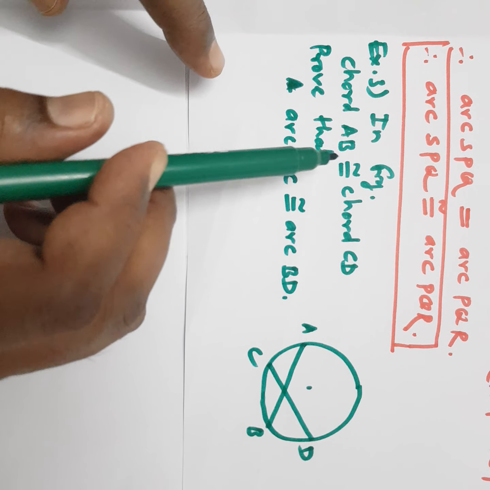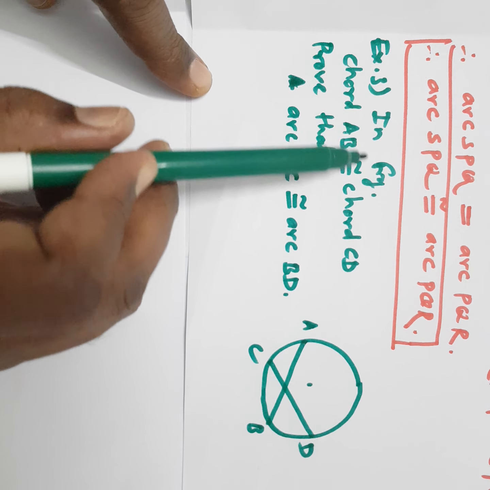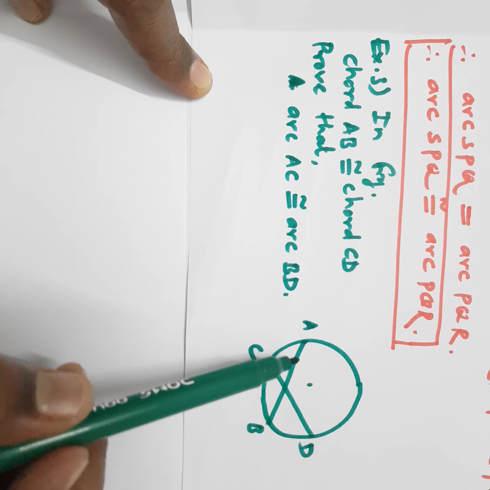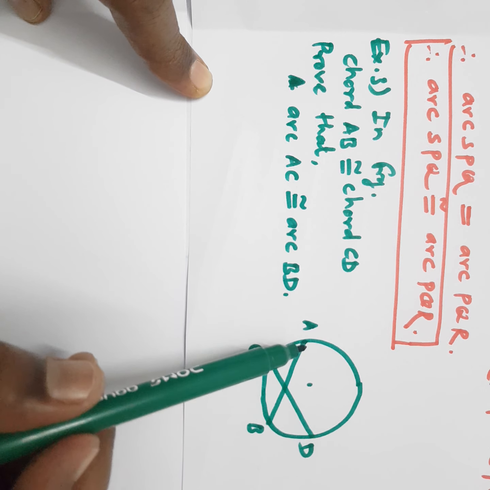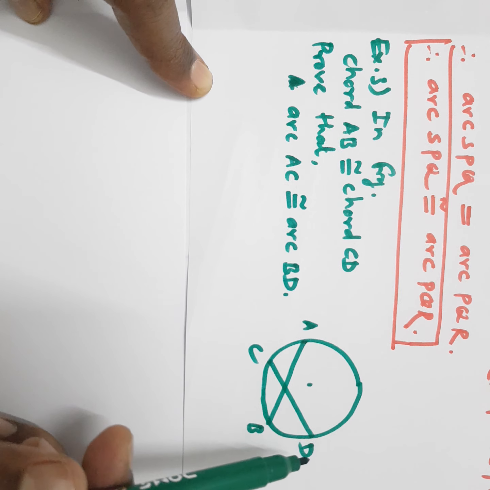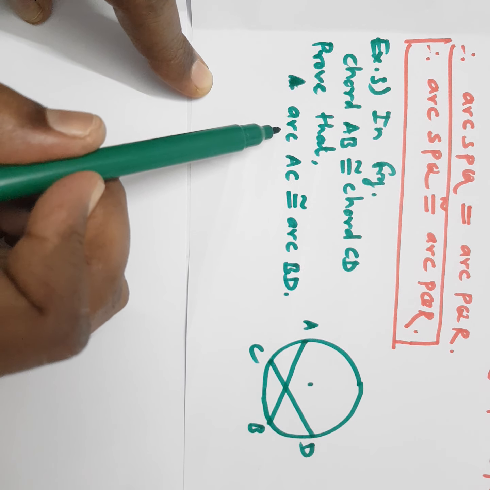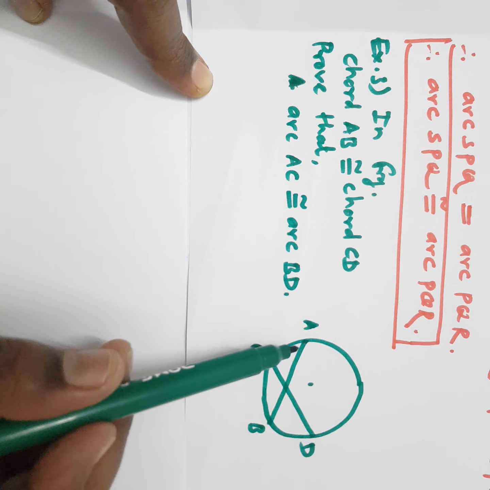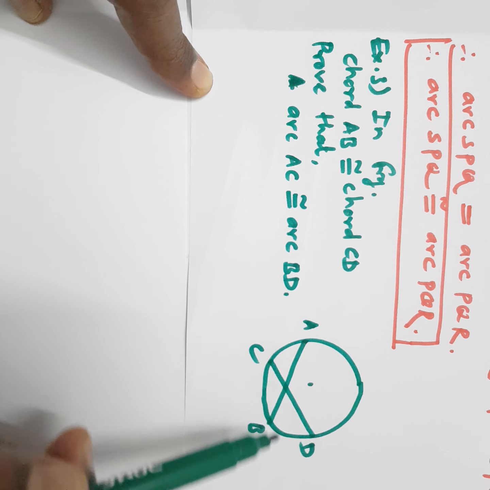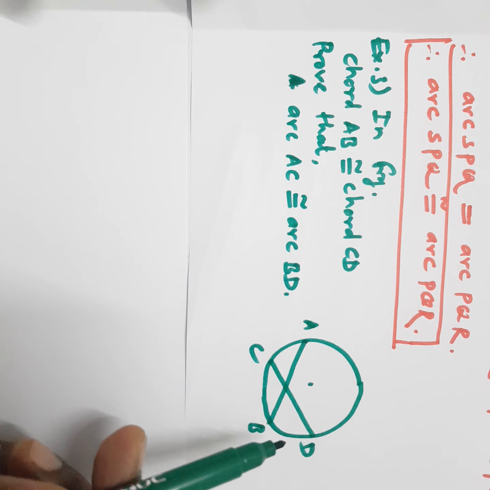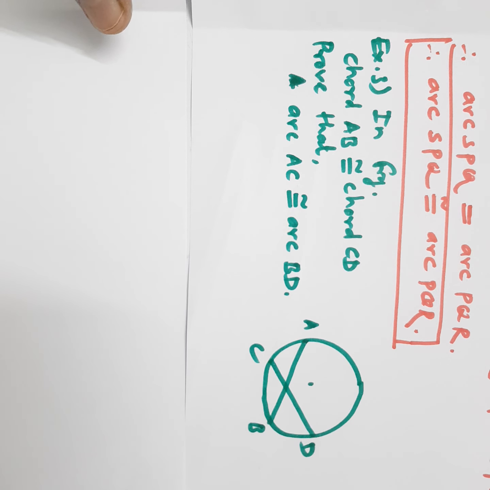Example third from practice set 3.3. In the figure, chord AB is congruent to chord CD. See, this is a circle. In this circle, chord AB and chord CD are two congruent chords. Now we have to prove that arc AC is congruent to arc BD. Arc AC is here and arc BD is here. We have to prove that these two arcs are congruent.